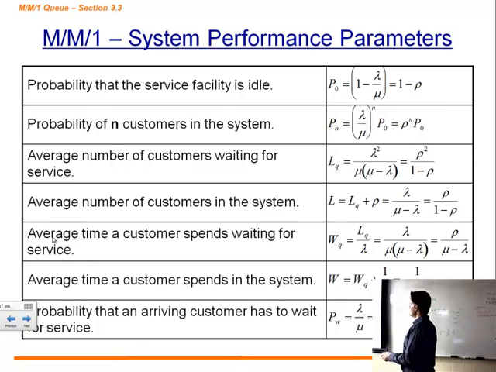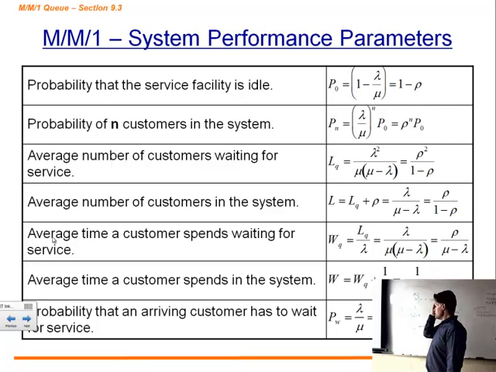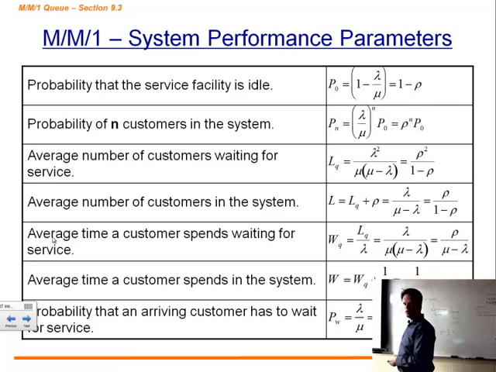Average time a customer spends waiting for service. So this is, we use the capital letter W, again with the subscript Q. So this is the average time a customer waits in the queue before they actually start being serviced. You can express it any number of ways. This is the average number of people in the queue divided by the arrival rate. I don't have a good intuition as to why that's true. Maybe you do. It turns out you can write it a couple of different ways. It's lambda divided by mu times mu minus lambda.